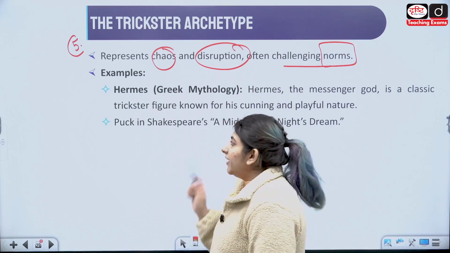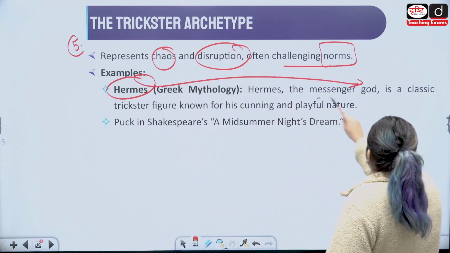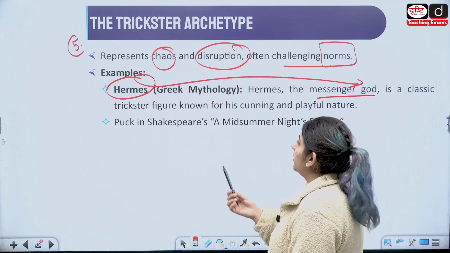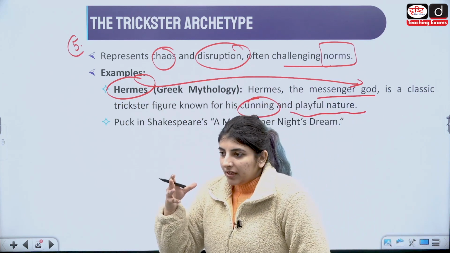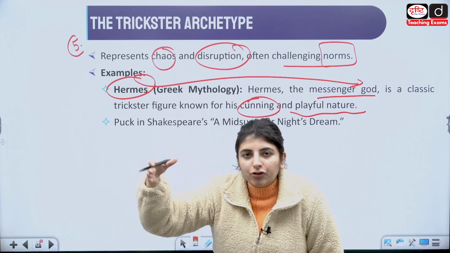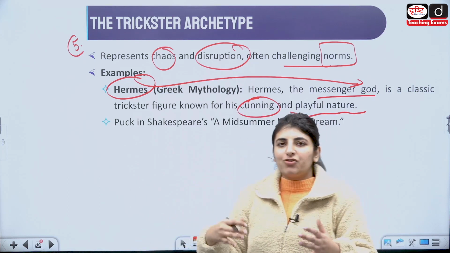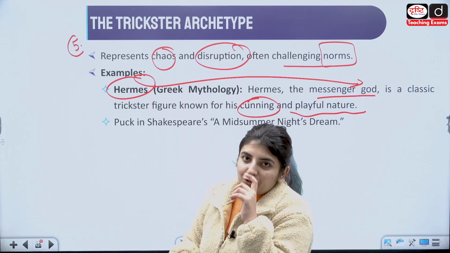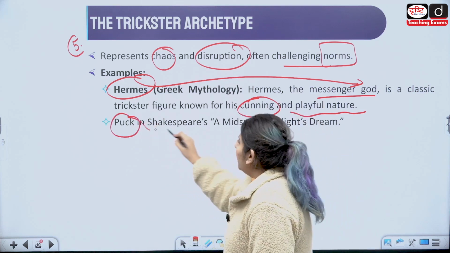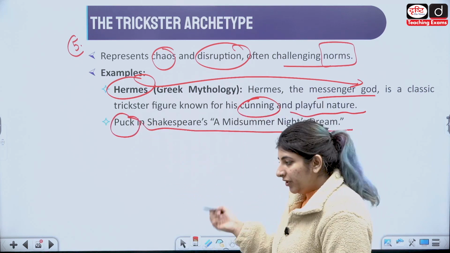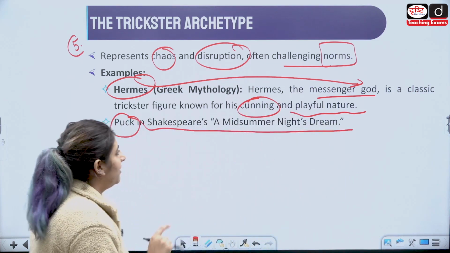So an example here is again a god from Greek mythology, Hermes, who is the messenger god, a classic trickster figure, known for his cunning, playful nature. So there is an already established norm of how a man should behave. You go beyond that and try to be your own weird self, which is what the trickster archetype is all about. So Puck in Shakespeare's A Midsummer Night's Dream, if you read the summary, and these works that I'm bringing here are also important from the NET perspective, from the summary part.